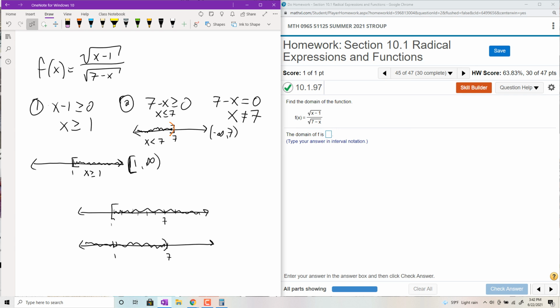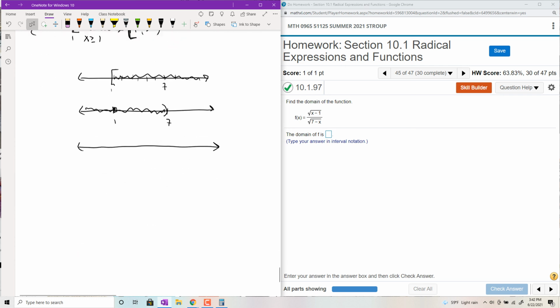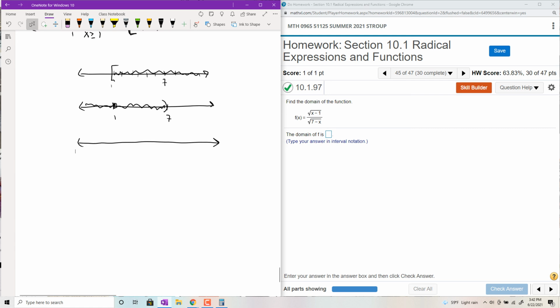And I know there's a 1 right here somewhere. Okay, so the intersection are the numbers that are common to both intervals, right? So we can't include 7, so we have to put an open parenthesis there. But we can include everything all the way down to the number 1, and the number 1 is in both intervals. So our domain then is going to be square bracket 1 to 7 open parenthesis.